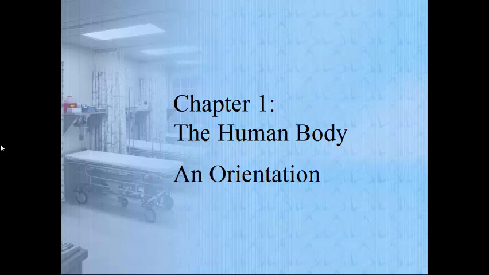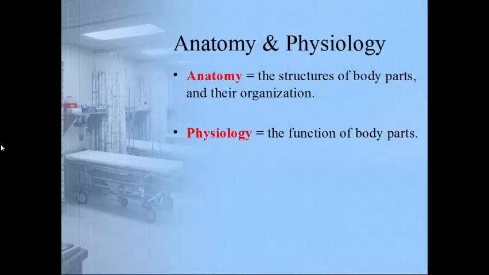Alright, welcome back. We will start Chapter 1 of the course, the human body and orientation. In this chapter, we'll go over some basic anatomical terms that you need to go over, the various body systems that we have, and the various levels of organization that we have in the body.